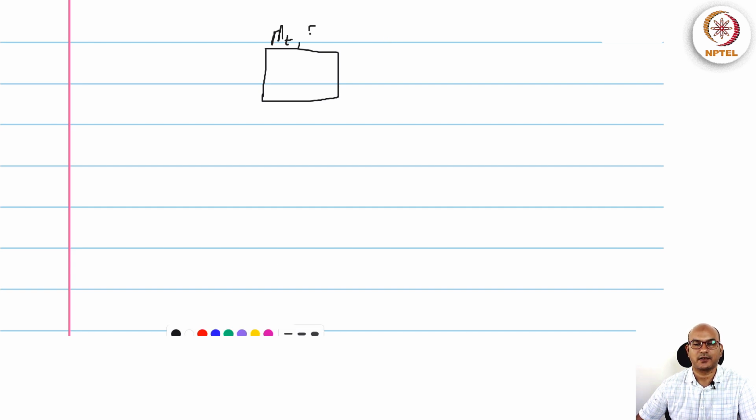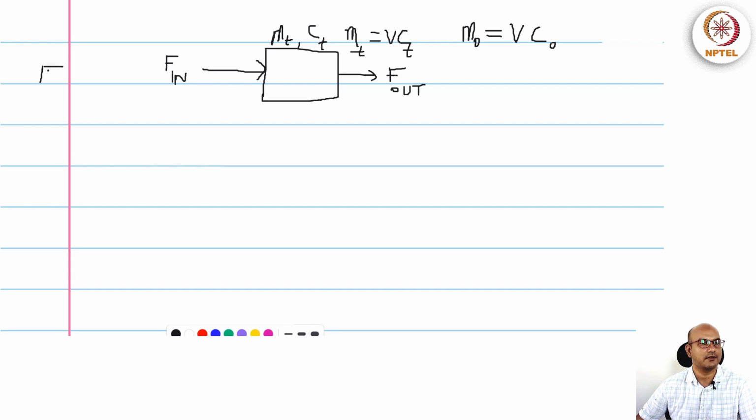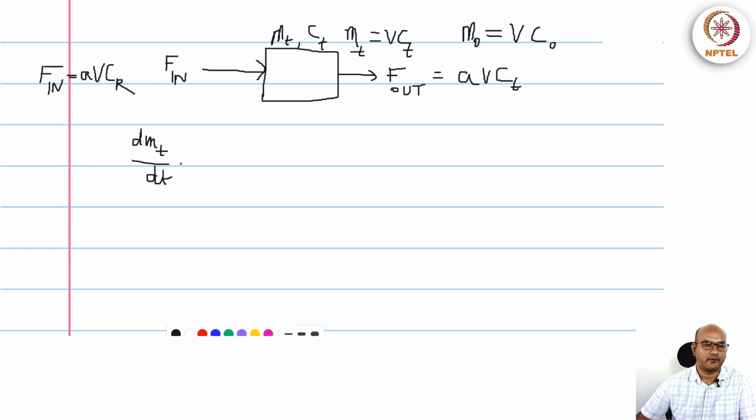Mass at time t and concentration at time t, Mt is related as V times Ct, and mass at time 0 when our decay phase started is related to concentration at time 0. As previously we have F in, but this time we do not have any emission, we only have F out. Now F in is A V Cr and F out is A V Ct. Now we have our dm by dt equation. So I will write dMt by dt equal to F in minus F out.